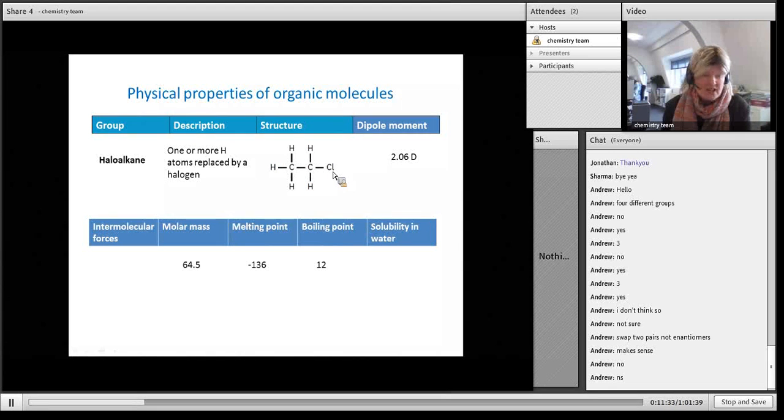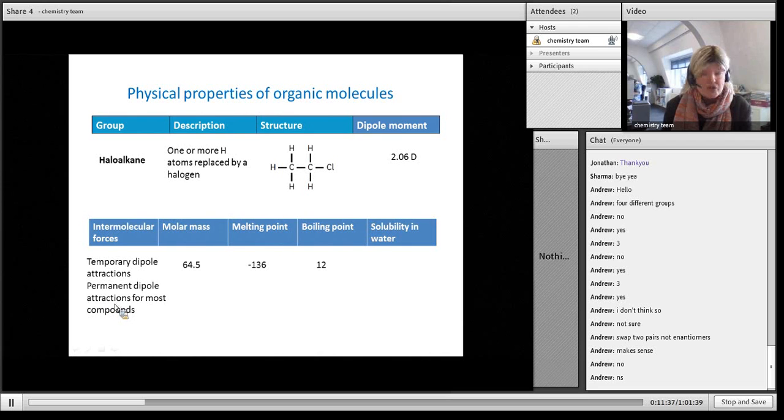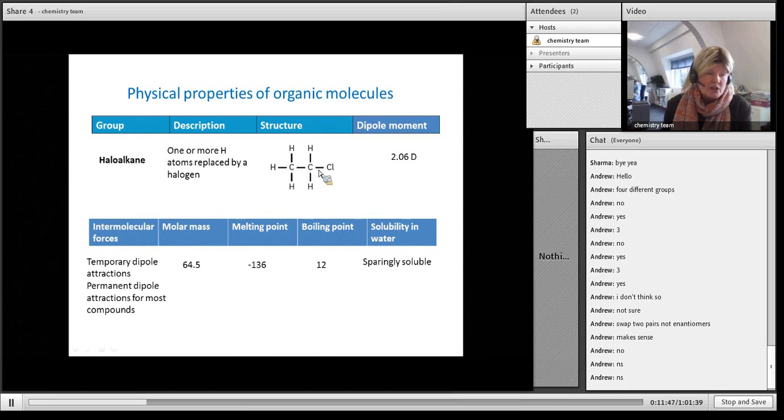It's not just hydrogens and carbons anymore. So you're going to have the permanent and the temporary dipole attractions. So it's still not going to be very soluble in spite of having those permanent dipoles, because it can't hydrogen bond with water. Water won't bond very easily with this, so it's not going to dissolve very easily. It'll just dissolve slightly. Okay.